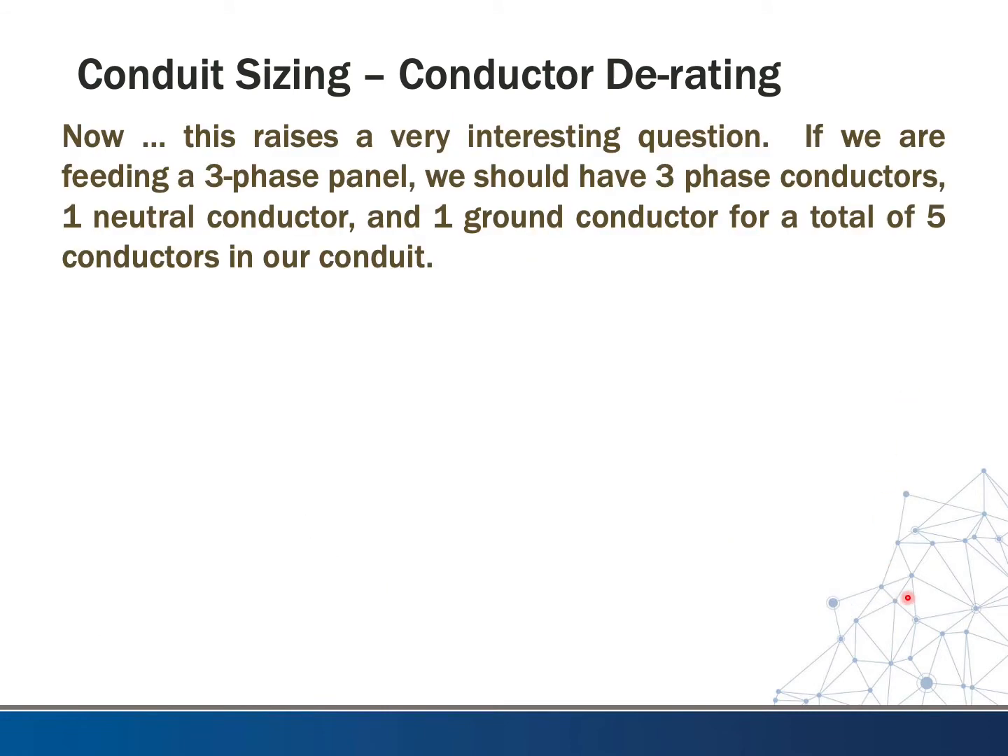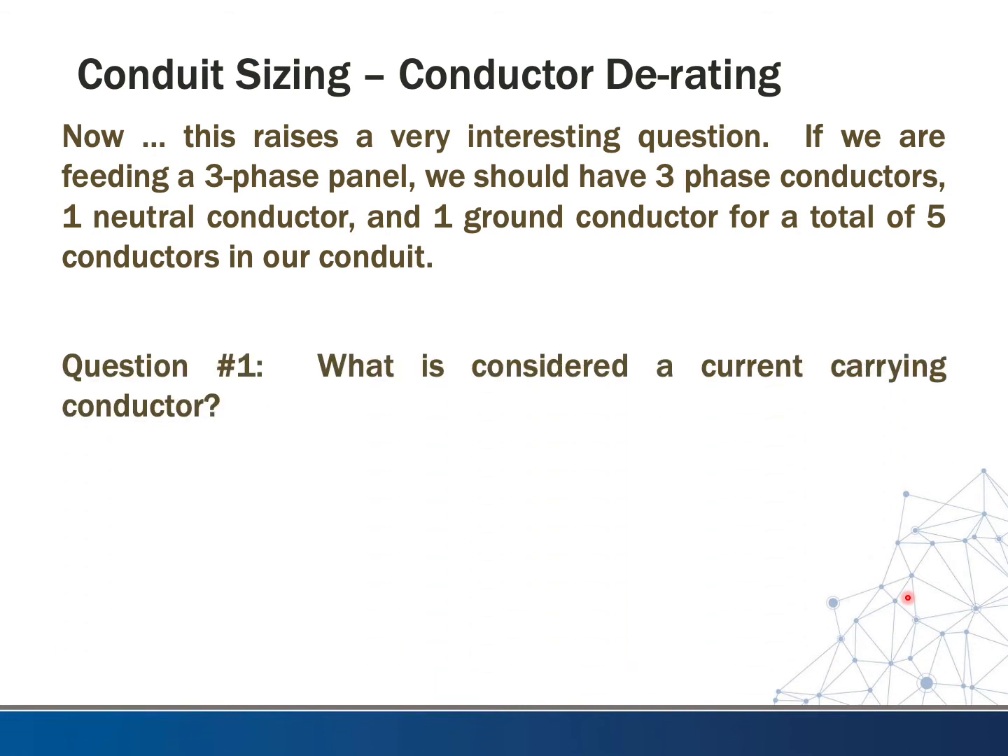Now this raises a very interesting question. If we are feeding a 3-phase panel, we should have 3 phase conductors, 1 neutral conductor, and 1 ground conductor, or grounding conductor, for a total of 5 conductors in our conduit. So the first question is, what's considered a current carrying conductor?